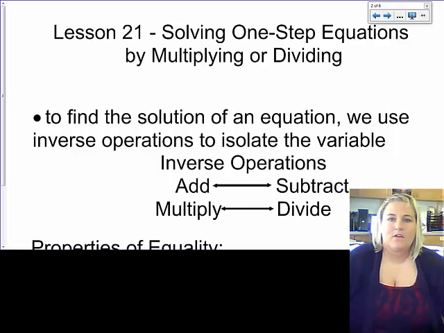Lesson 21, solving one-step equations by multiplying or dividing. So we've already talked about solving equations by adding or subtracting. Today we're going to do the exact same thing, except in this case we're going to be multiplying and dividing.